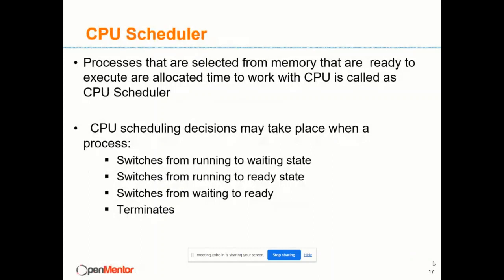Now, when the scheduling happens, there are several things that might happen. It will switch from running state to wait state, from running state to ready state, from waiting state to ready state, or finally terminate. So a process in execution can move from a running state to a wait state, or from a wait state to a running state, or from a running state to a ready state, or finally once the process is over, it can just terminate.